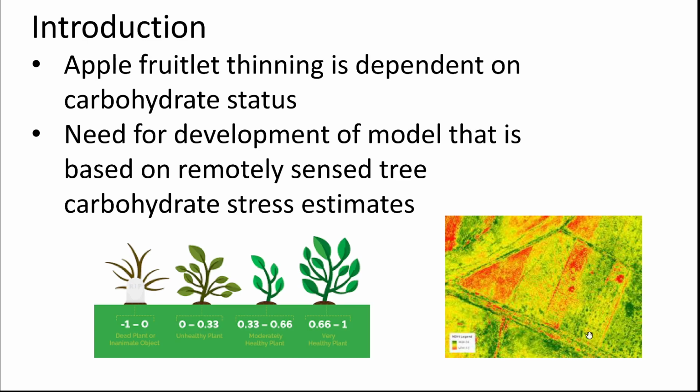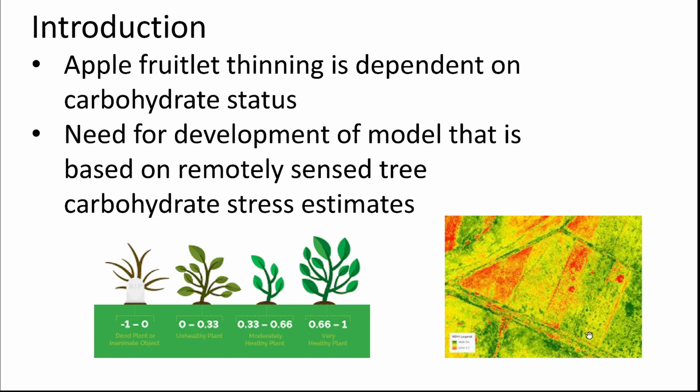The thinner will create a stress in the tree, and that will limit carbohydrates being transported to fruit, and the fruit will then upsize. Therefore, thinning is dependent on carbohydrate status, which is something that's difficult to calculate in a tree. And so remotely sensed models that can estimate carbohydrate status would be beneficial to growers. NDVI is one such method that could be used.